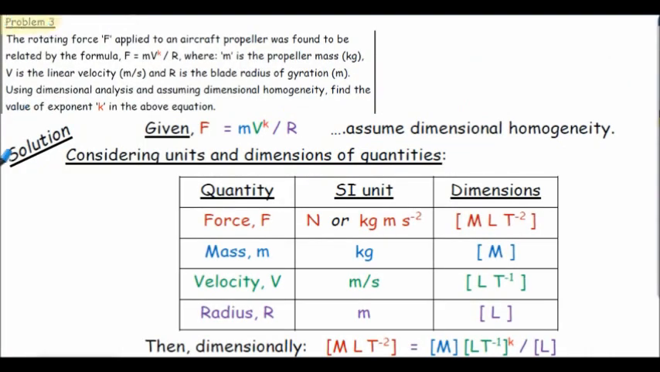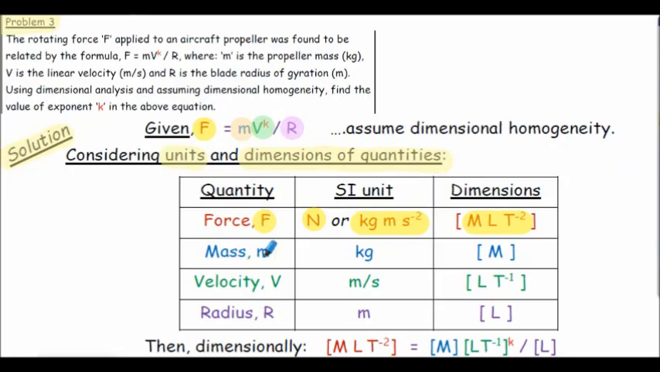So here's problem 3, solution. So we're given the formula F is equal to mv to the power k divided by r. So let's initially consider the units and the dimensions of each of the quantities above. So force F is in newtons. Don't forget that's a name given to the derived SI unit. In base units, the newton is the kilogram meter per second squared, or kilogram meter second to negative 2. So that has dimensions of MLT to negative 2.